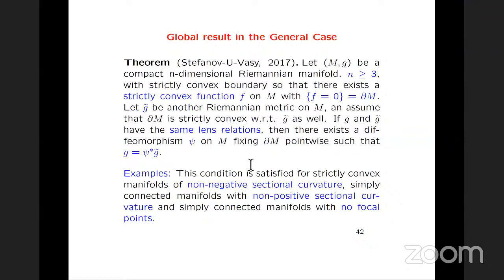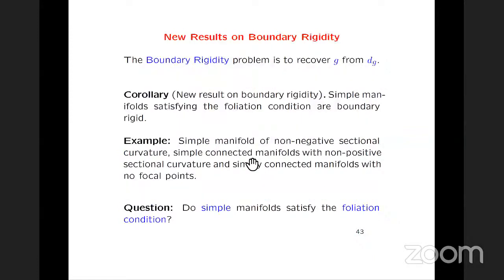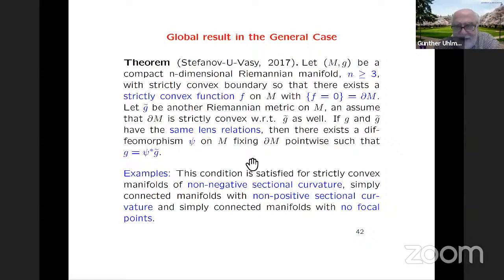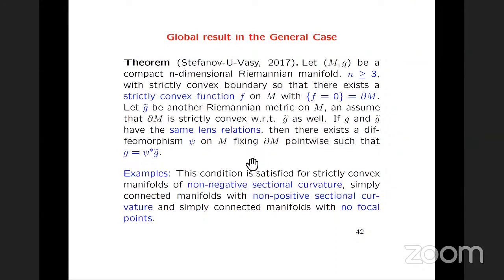So Gunther, I have a question. This is Venki. So I understand that the foliation condition is more general than simplicity. But does simplicity imply that it satisfies the convex foliation condition? Then the original initial conjecture is... Okay, I will come to this right now, very soon. Okay. Right on this page.